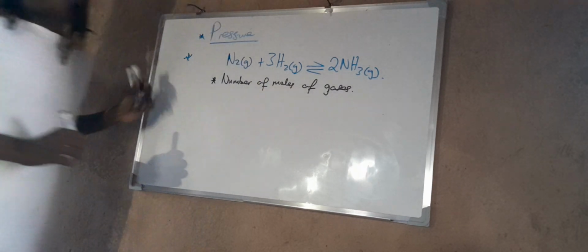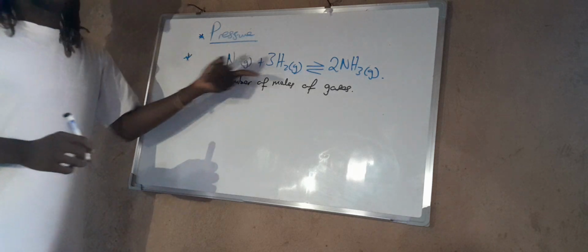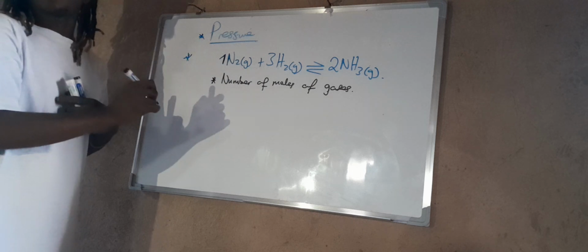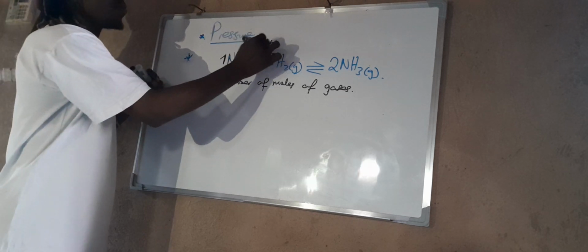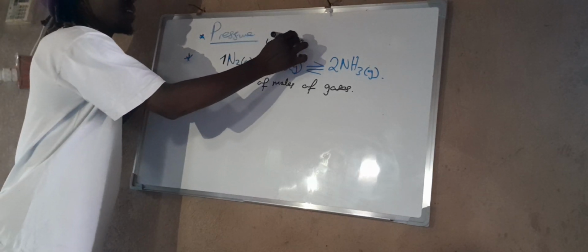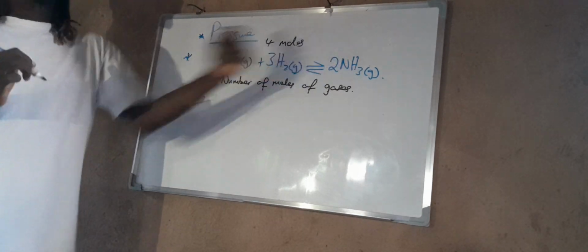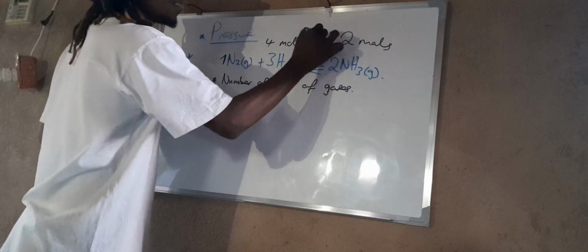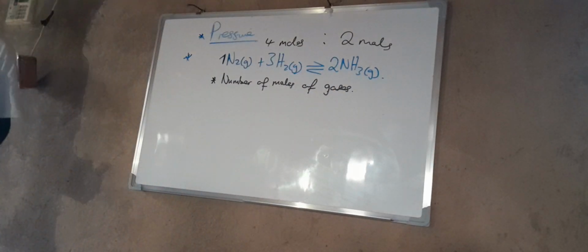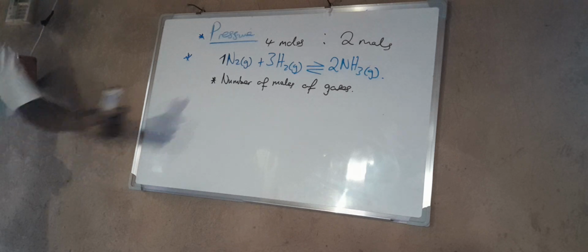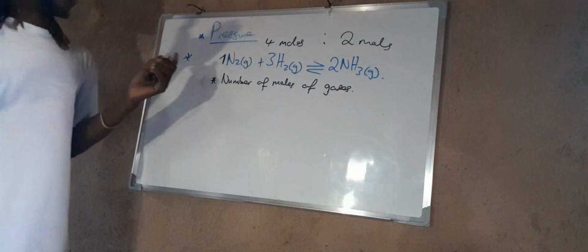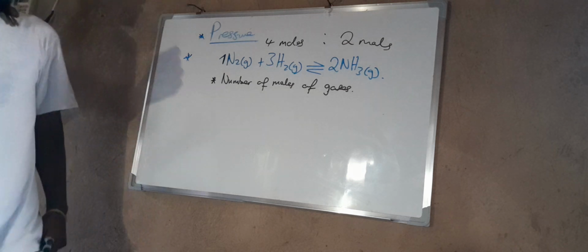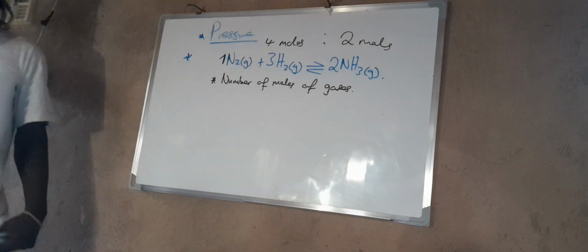So if we check this side, how many moles of gas do we have? We're having 1 plus 3, so this is 4 this side. So we're having 4 moles of gas. What about this side? We're having 2 moles of gases, right? So it means that if we're having solids and liquids, we cancel them, we don't care about them. So now, check this, what happens?